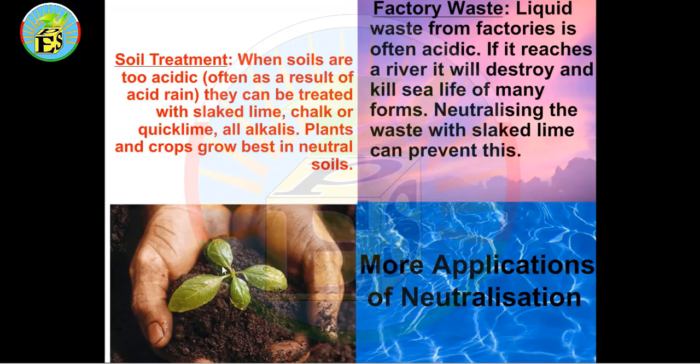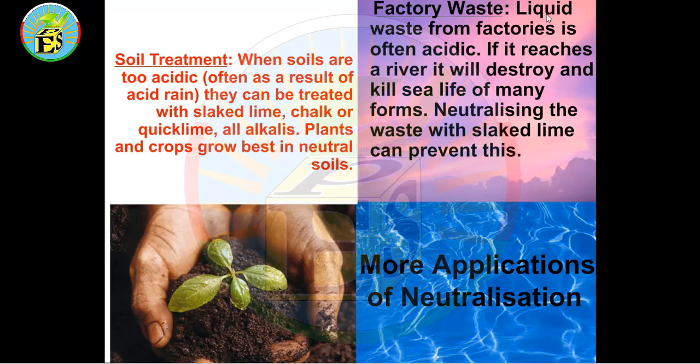And we also have another application of neutralization, in planting. Soil treatment. When soils are too acidic, often as a result of acid rain, they can be treated with slaked lime, chalk or quicklime, which are alkalis. Plants and crops grow best in neutral soil. The soil must be neutral for healthy plant growth.